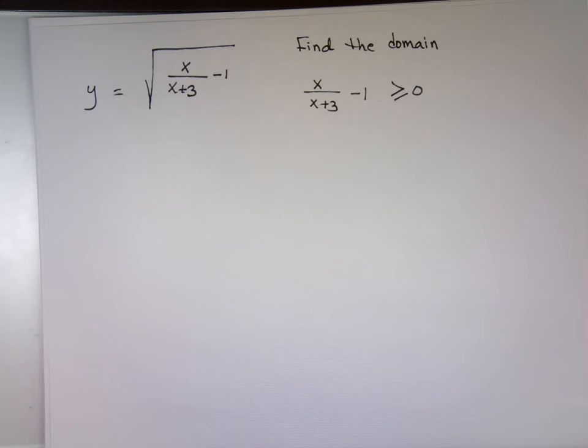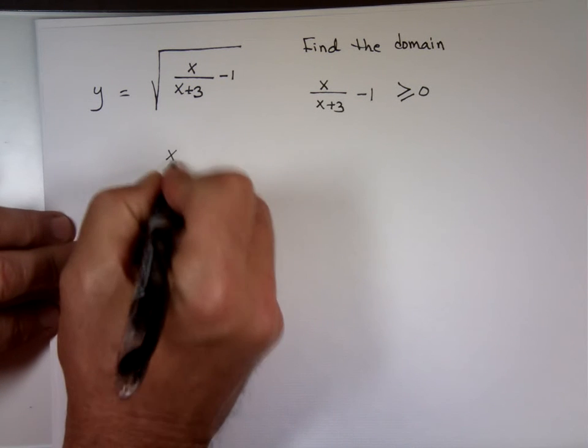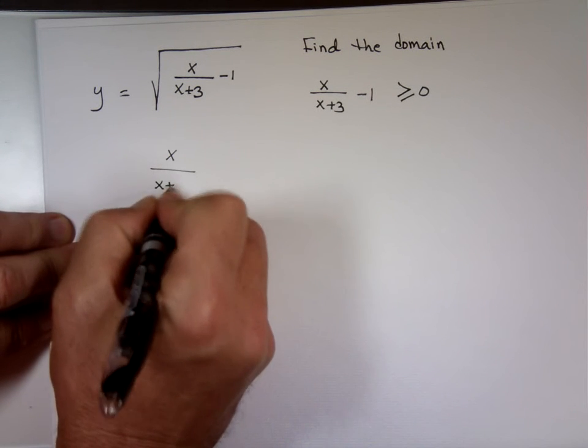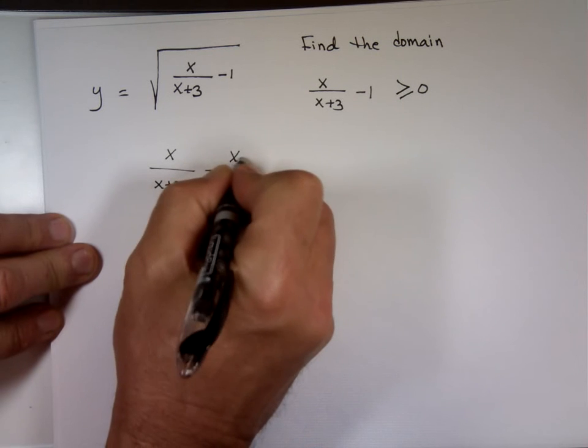Now, if I want to add fractions, I need something. What do we need? Anytime you add or subtract fractions, you need to have a common denominator. Yes, common denominator. So the 1 can be written as what? x minus 3 over x minus 3.